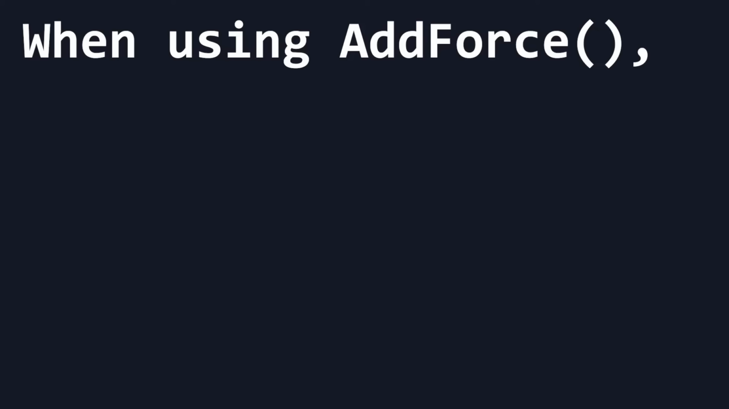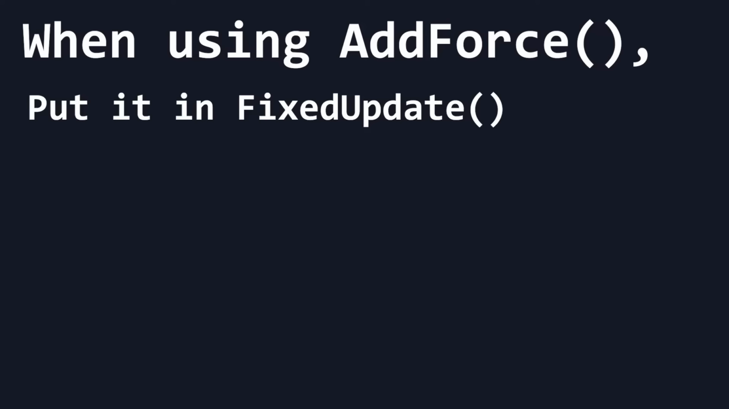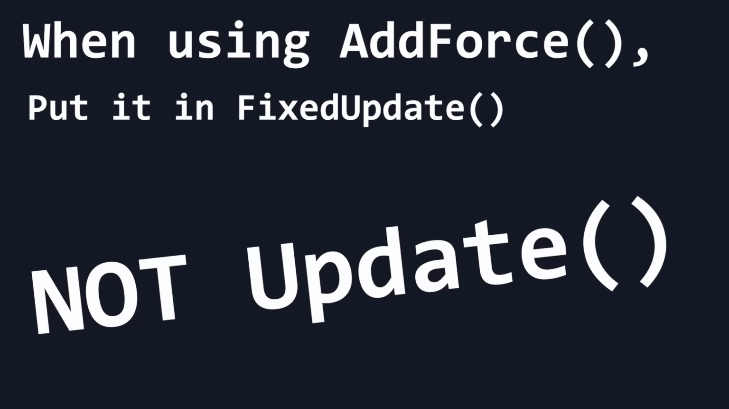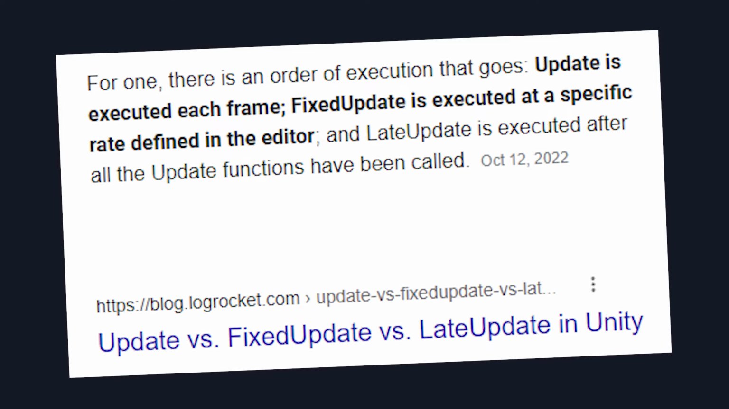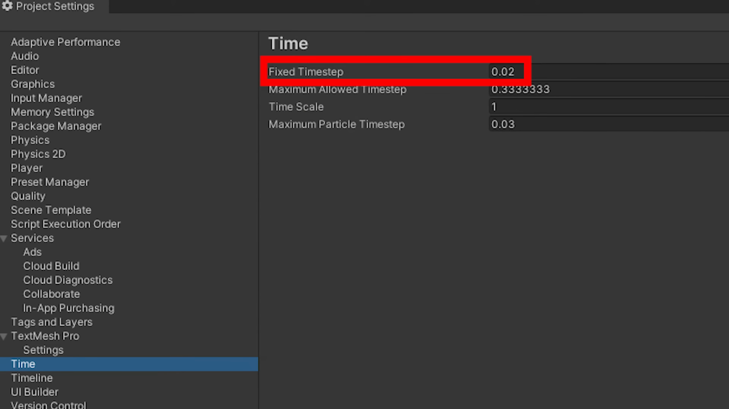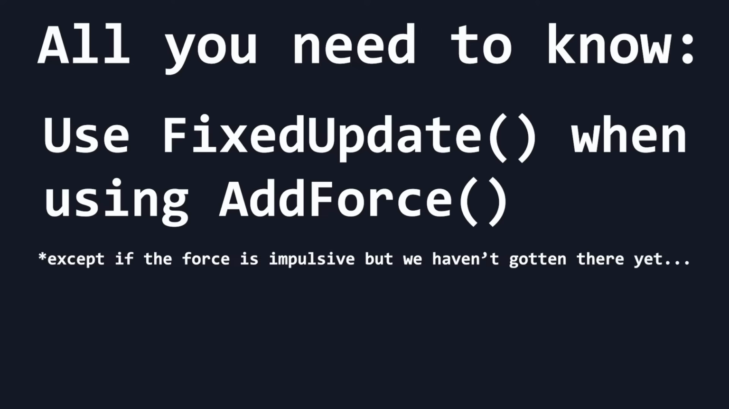When using the add force function in Unity, you're going to want to put it in the fixed update function instead of the regular update function. This is because update can be called a variable amount of times each second, while fixed update gets called in exact intervals defined by a setting in the editor. It's a little confusing, but all you really need to know is to just use fixed update.